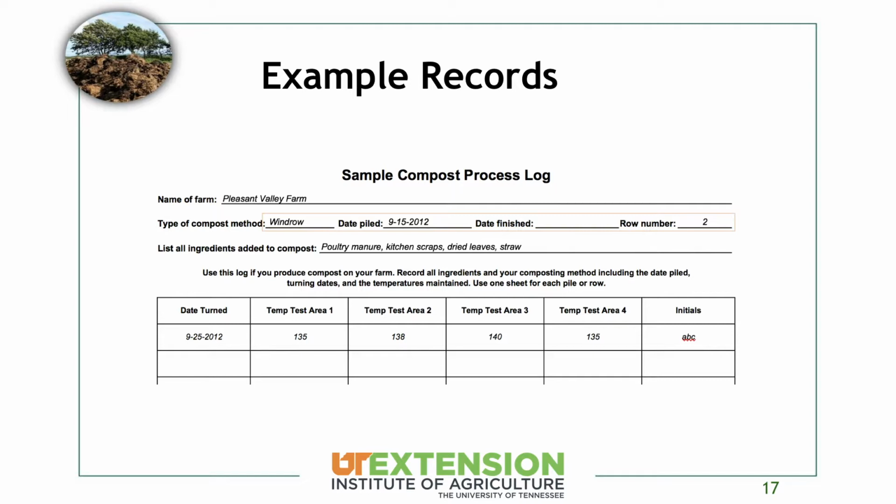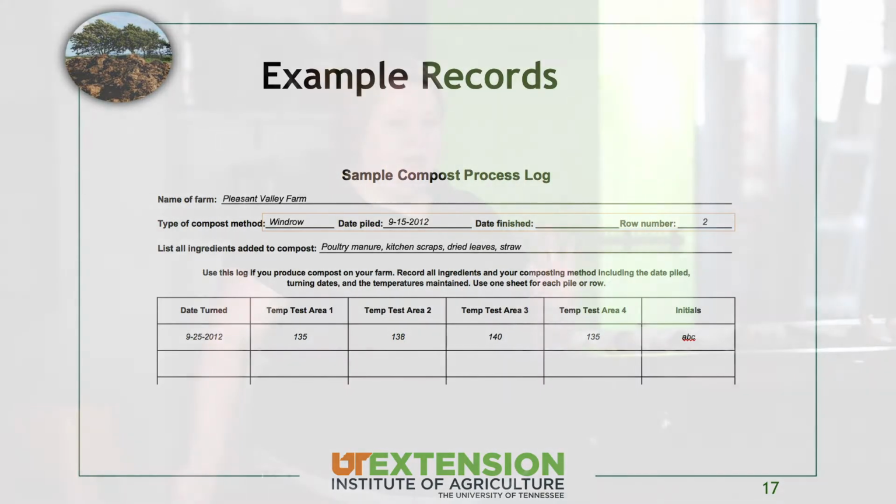Again, at the end of your packet here, we actually have the 3 logs that have been developed by the Cornell Good Agricultural Practices Decision Trees team, of which Annette was a part. This is just the example one of the compost processing log.